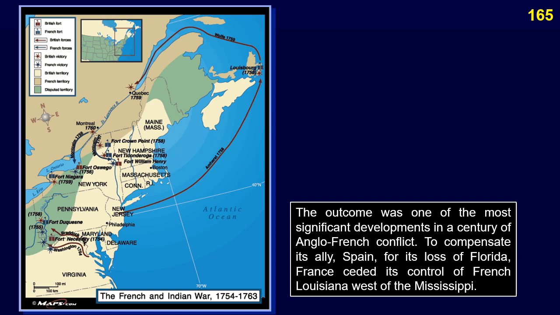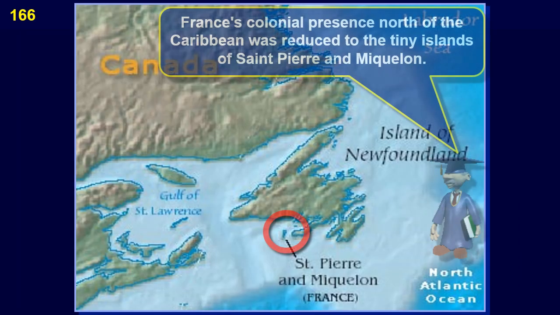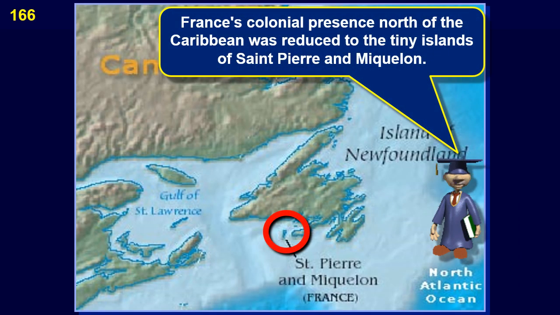To compensate its ally, Spain, for its loss of Florida, France ceded its control of French Louisiana west of the Mississippi. France's colonial presence north of the Caribbean was reduced to the tiny islands of Saint Pierre and Miquelon.